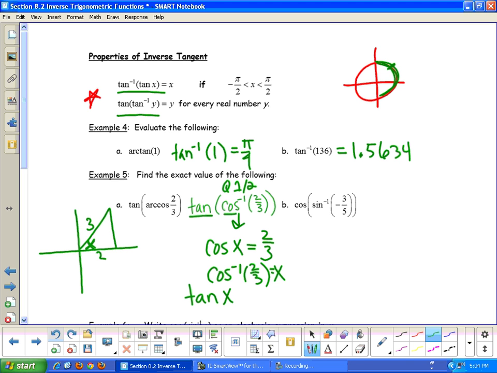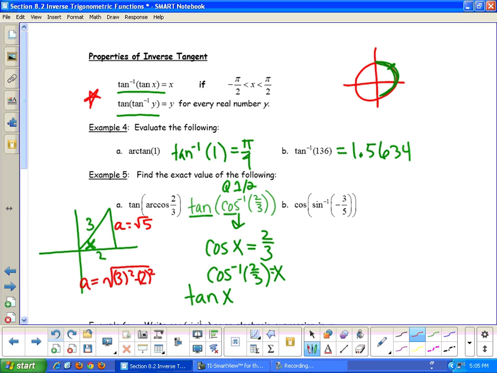So now the tangent, remember, is opposite over adjacent. So that means I need to figure out what that third length is. How do I do that? I use the Pythagorean theorem. So I know if I call this side A, it is equal to the square root of 3 squared minus 2 squared, which gives me the square root of 5.